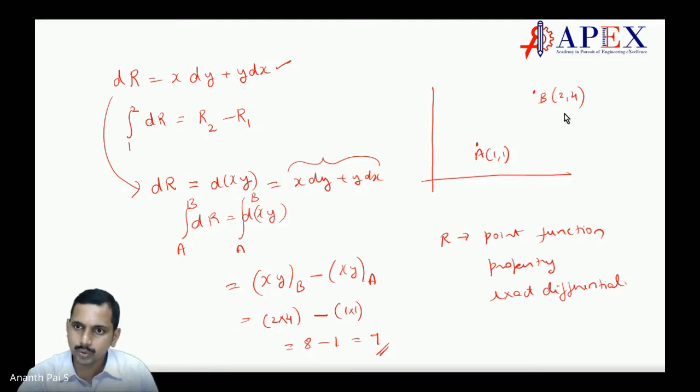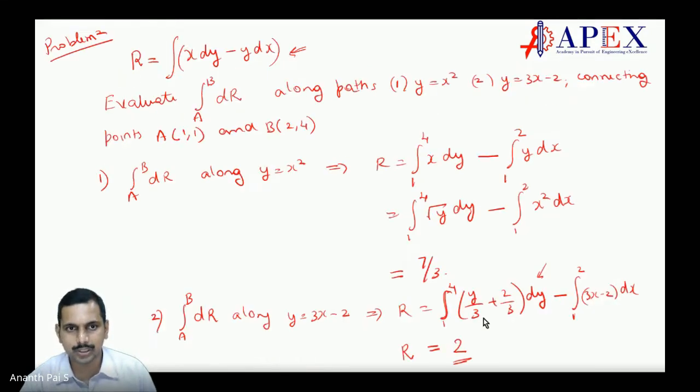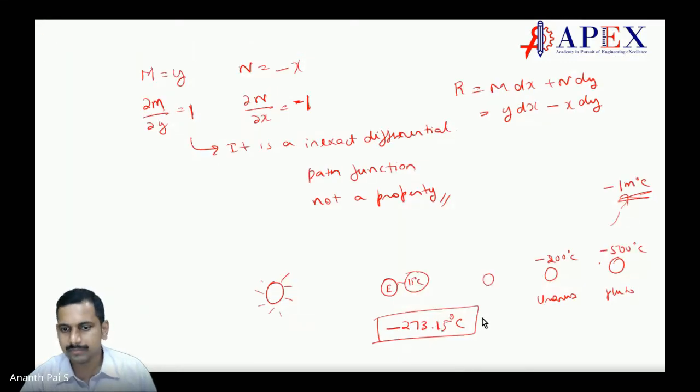So whether you go along either of the two paths, the result is the same, and this was exact. We checked it is exact because ∂M/∂y was 1 and ∂N/∂x was 1. So it's exact, and we proved it. Then we took another example and we proved that it is not exact. So this is what we did.